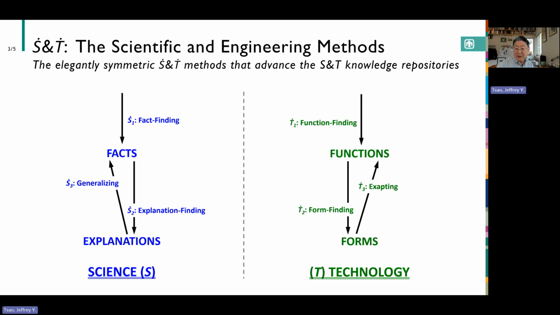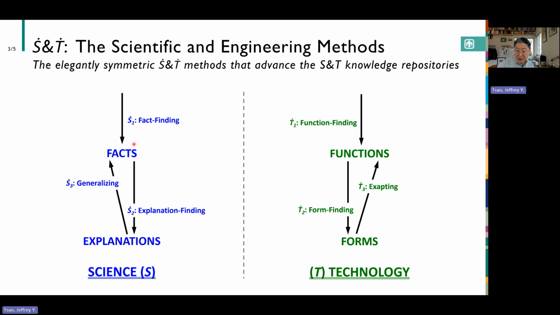Okay, that last slide was about the repositories of scientific and technological knowledge. How do those repositories advance? They advance via a scientific method on the left, what I call S dot, and an engineering method on the right, what I call T dot. I'll consider in the next slide interactions between S dot and T dot, but in this slide I'll confine myself to the simplest case in which they don't interact.